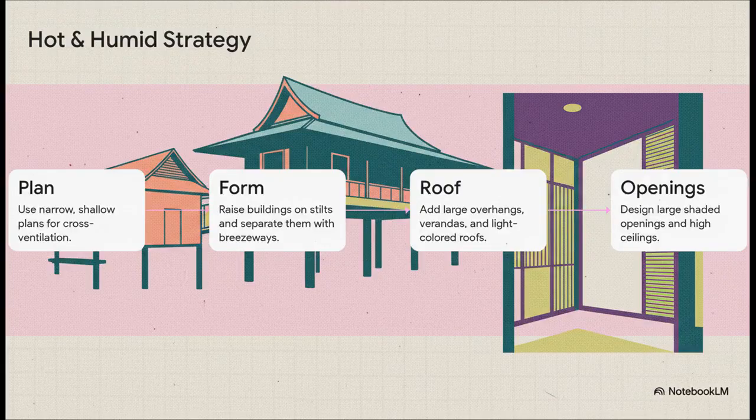And the way we do this is, well, it's beautiful actually. We design buildings that breathe. We use long, narrow floor plans to get fantastic cross-ventilation. We even lift buildings up on stilts to catch the wind and separate them to create breezeways. And the roof? It becomes this giant umbrella with huge overhangs and verandas to keep you shaded and dry. Light-colored roofs are a must to reflect that sun.